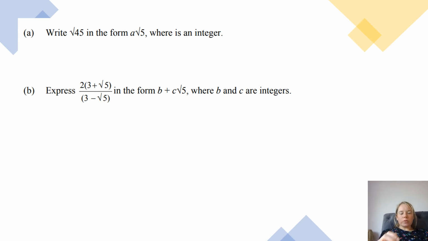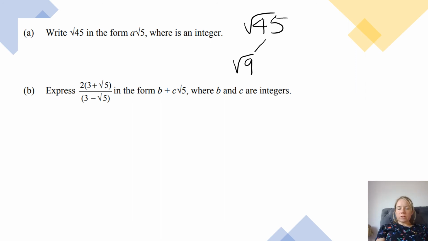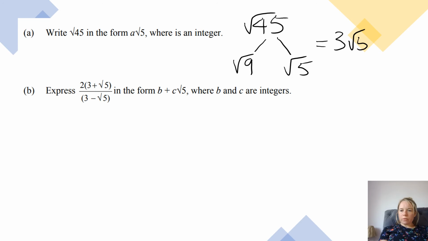Okay, so root 45, if I think of a square number that goes into 45, it is 9. So we'll take that out and I'll times 9 by 5 to get that. And so we're going to be left with 3 root 5. Okay, so that's just root 45 is the same as 3 root 5, and that's it for that one.